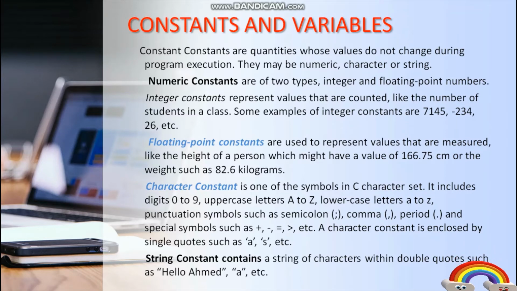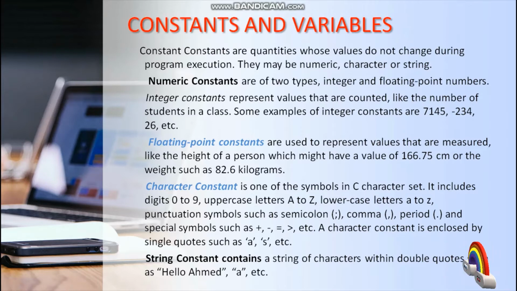So how can you define the integer constant? All the positive and negative whole numbers that don't change their values during the execution of the program are called integer constants. The second one is the floating constants. Floating values contain decimal points, like 2.3, 5.6, 9.5. So these values are known as floating values.